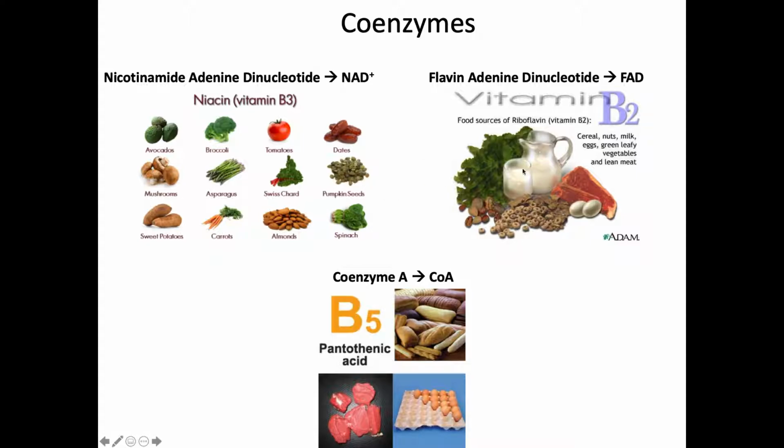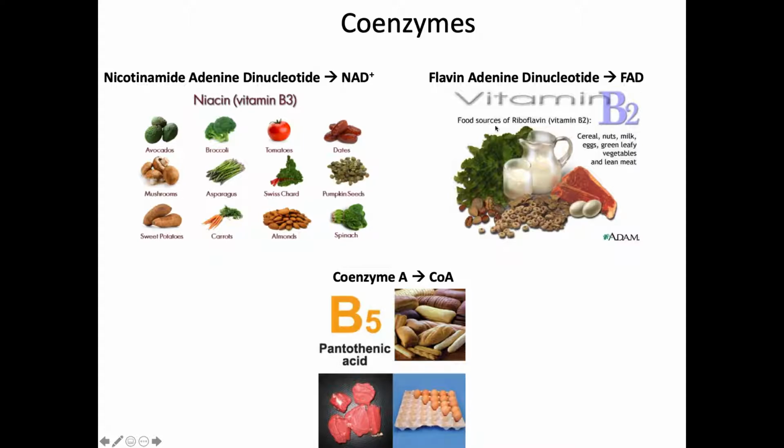And then there are 3 different coenzymes that are key players in cellular respiration. The first one is called nicotinamide adenine dinucleotide, and the abbreviation for that is NAD+. These are your niacin or vitamin B3, and these are some of the foods that you can find niacin in. Another one is flavin adenine dinucleotide, or FAD.